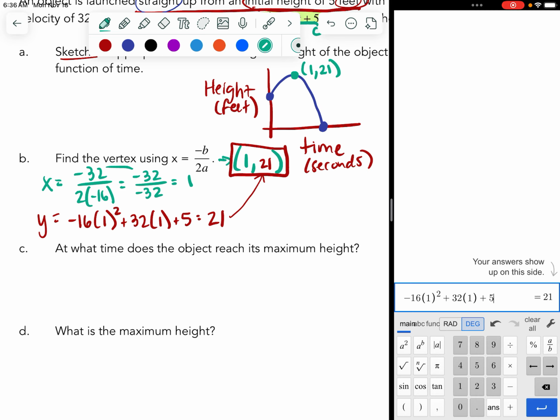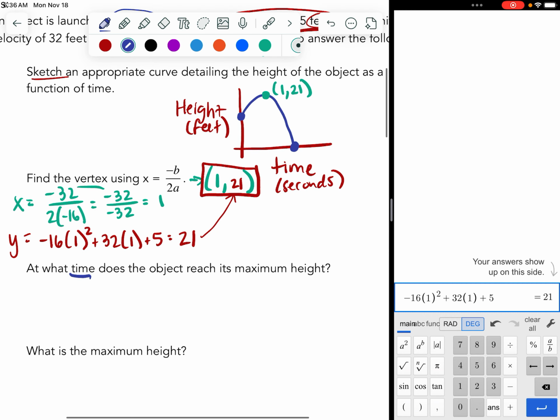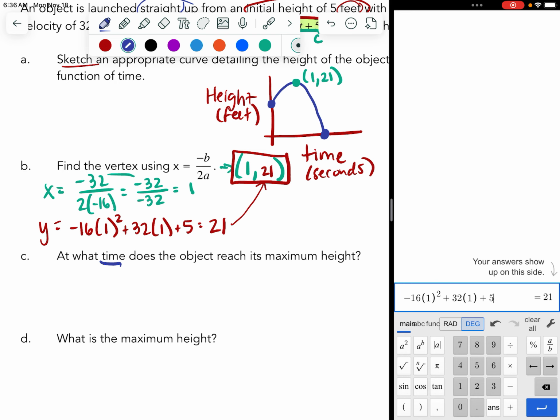Okay, so the next question then is asking you about that. At what time does the object reach its maximum height? Okay, so this is what we did last week. Now we just put the numbers on it. So I'm looking for the seconds or the x value, right? Well, the vertex is its maximum height, so you're thinking, is that the 1 or is that the 21? So on the x-axis, that's the time, so that would be the 1. Okay, because this is your vertex.